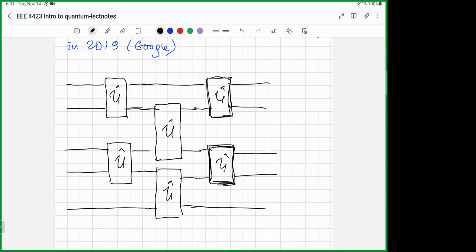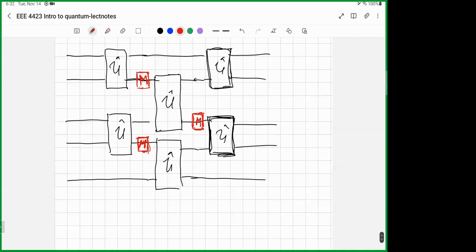and also application of measurement operators in different parts of the circuit. For example, I can measure the circuit here. In the next time moment, I can measure the circuit here, and I can also measure it here. So these red gates demonstrate the measurements of the different parts of the circuit at different time instances.